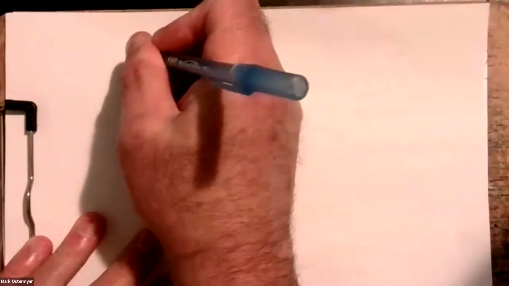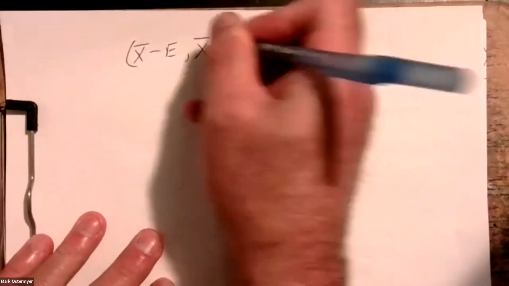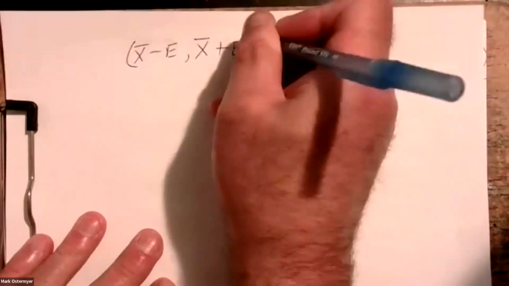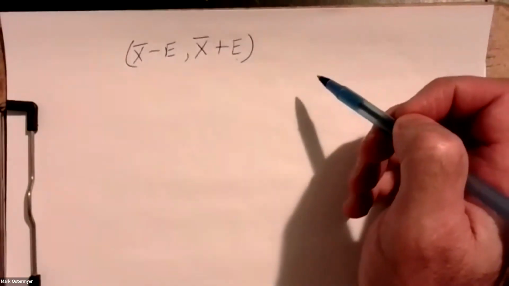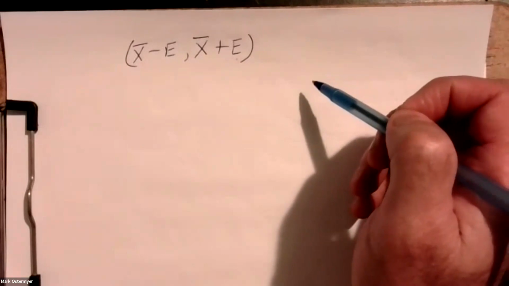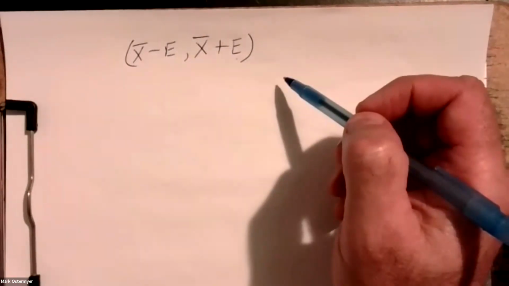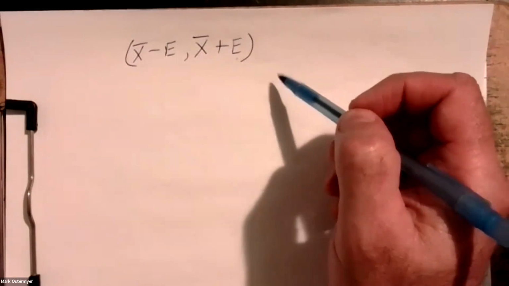We know that for these confidence intervals, the lower endpoint is the sample mean minus our margin of error, and the upper endpoint is the sample mean plus the margin of error. The margin of error, E, determines the width of our confidence interval. How would we, ladies and gentlemen, determine what size sample we would need?